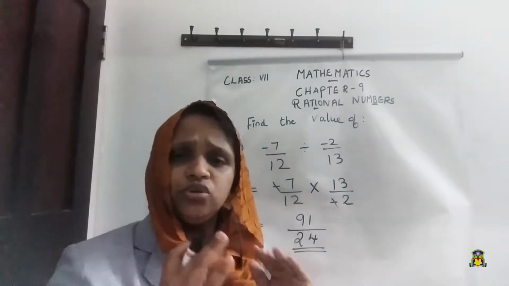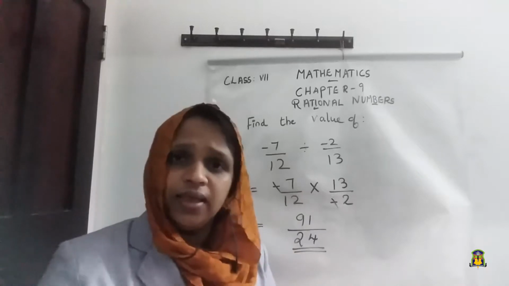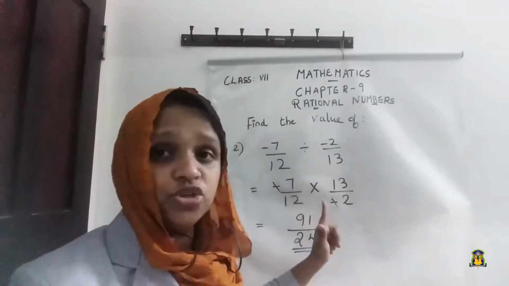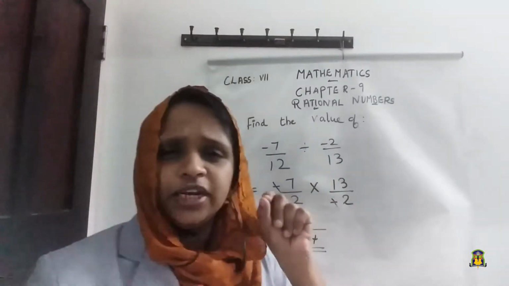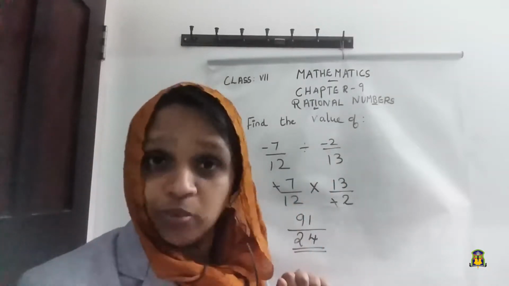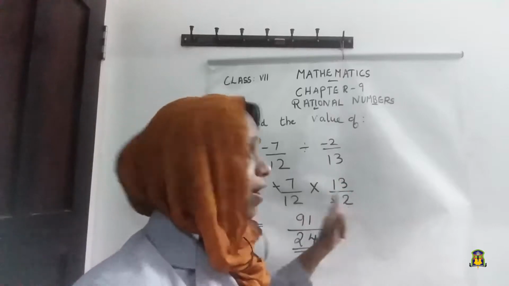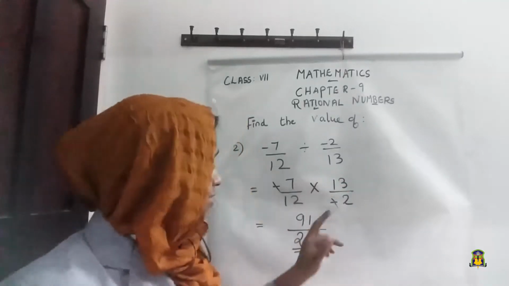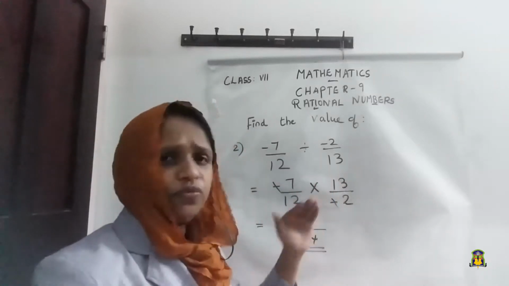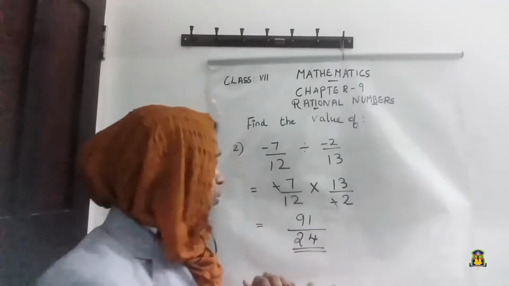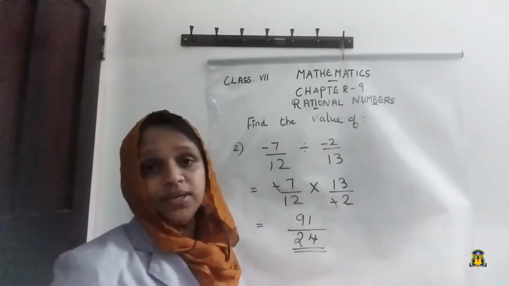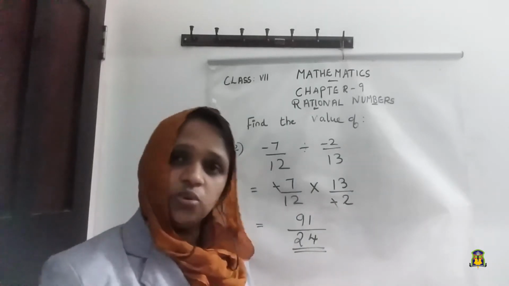So what have we done to divide two rational numbers? First rational number, no change. Then division will change to multiplication. Then another important step: we want to take the reciprocal of negative 2 by 13, that is 13 by negative 2. And we can cancel this negative sign and negative sign. Then directly multiply: 7 into 13 is 91, and the denominator 12 into 2 is 24. It is not possible to cancel, so we can stop there.